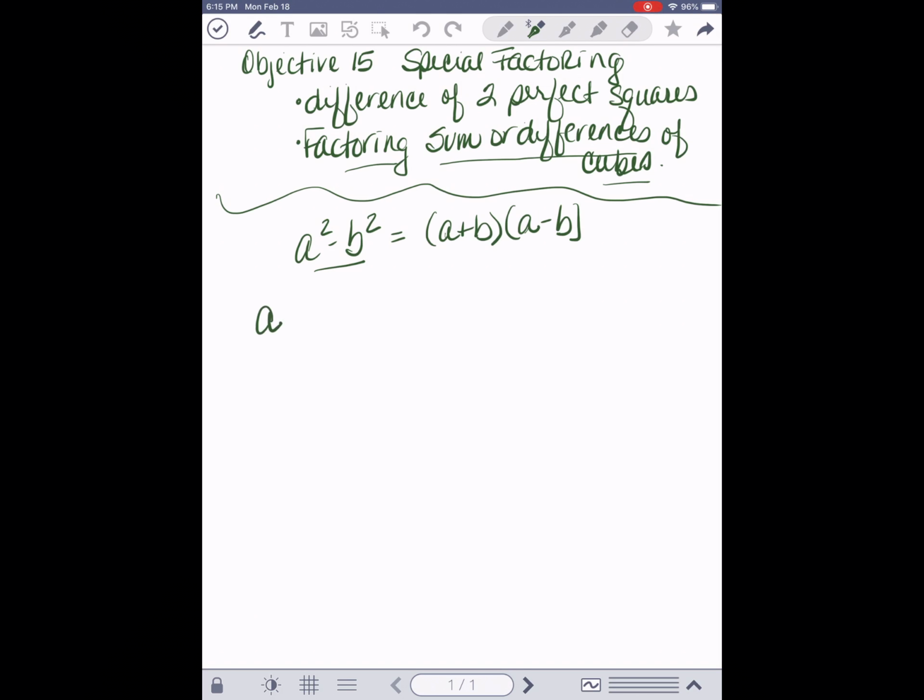If you have a to the fourth minus 81, do you have two perfect squares? Well, let's take a look. a to the fourth is a squared squared, and 81 is 9 squared. So we do. We know the difference of two perfect squares is a plus b times a minus b, so that's going to equal a squared plus 9, and then a squared minus 9.